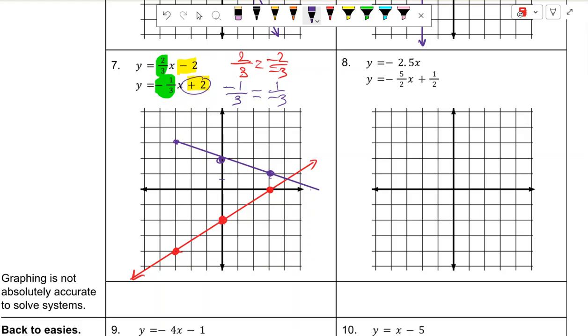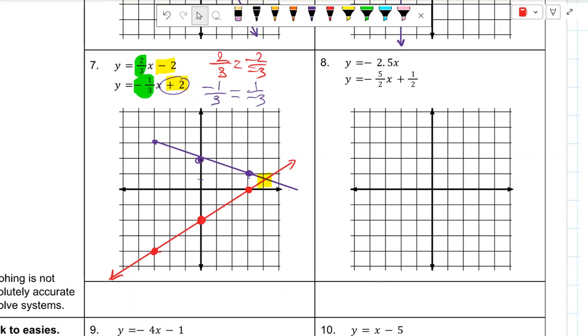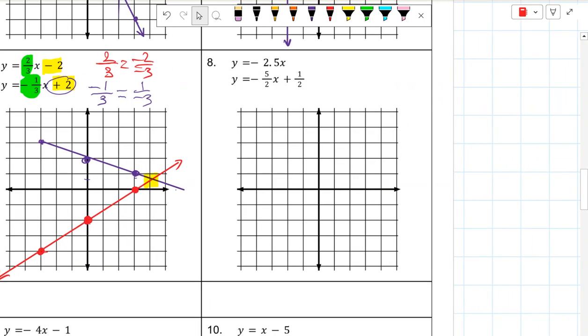And you can see right there that they cross at kind of an abnormal spot. And we don't know exactly what that is. So we're going to hold off on saying what the answer is, and we're going to go look at number 8. Number 8, the top one's missing a b, so let's add a plus 0 for our b.